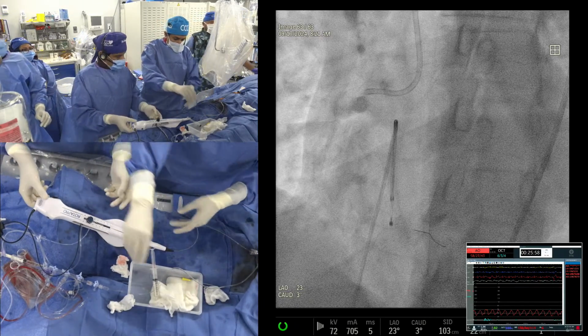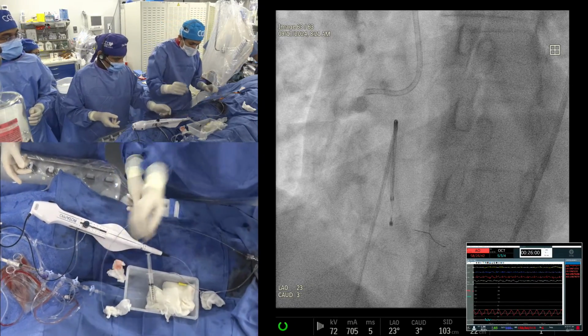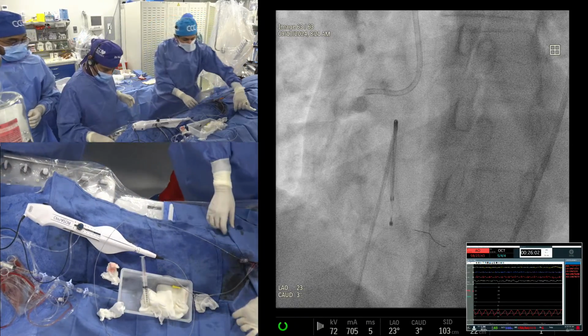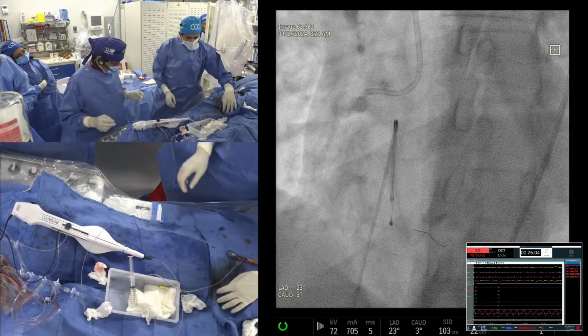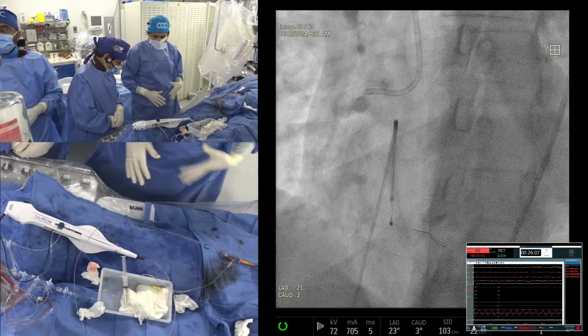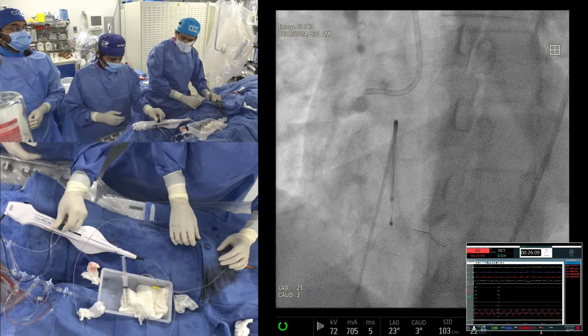One comment I have, SS, since I went to ESC: outside the US, a lot of people have an issue because they would rather do only one device because of the reimbursement.